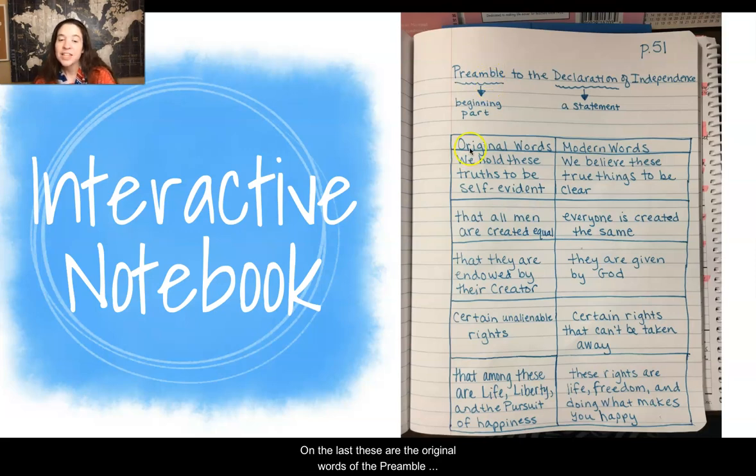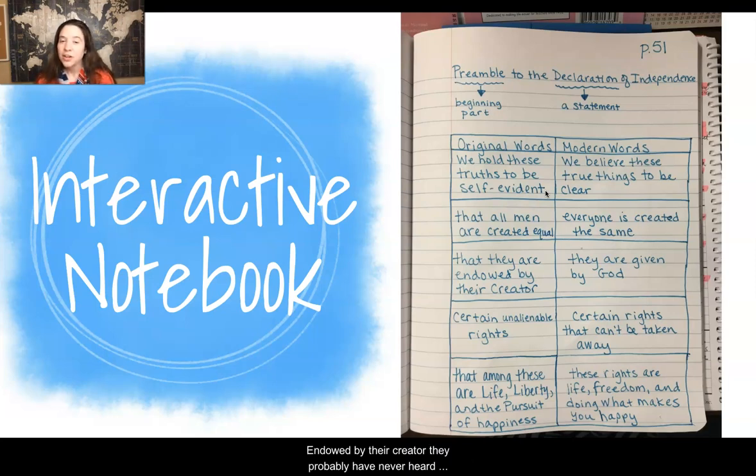On the left, these are the original words of the preamble, and then on the right, we translated these into our modern words. We hold these truths to be self-evident. Well, I guarantee my fifth graders, when they come in, have never heard the term self-evident. So we talk about how self-evident means making clear. So that phrase means we believe these true things to be clear or obvious, that all men are created equal. That's something, that term, all men are created equal, we'll get into that one in just a minute or two.